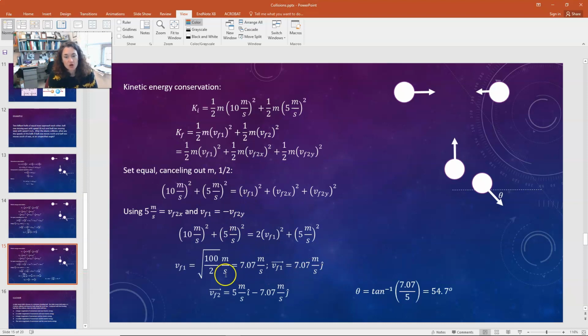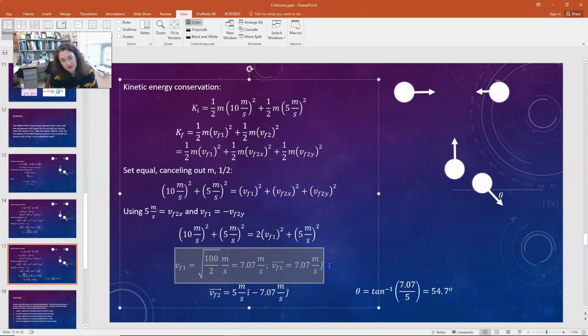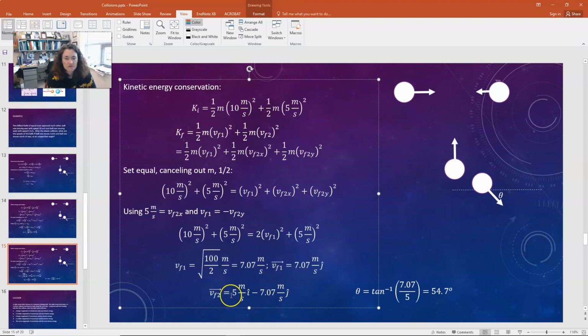Okay, so I can write down here, v final 1 is going to be 7.07 meters per second in the j hat, okay? So that means that it's going 7.07 meters per second north. Now, what I can do at this point is I have v final 2. I know the x component is 5, and I know that the y component is the negative of v final 1, which means that it's going minus 7.07 meters per second in the j hat. So now I have both of the velocities.